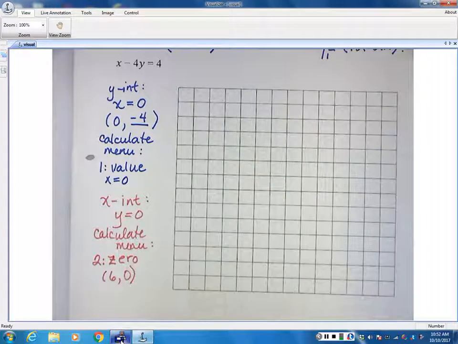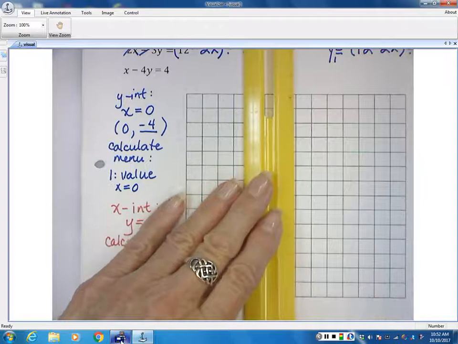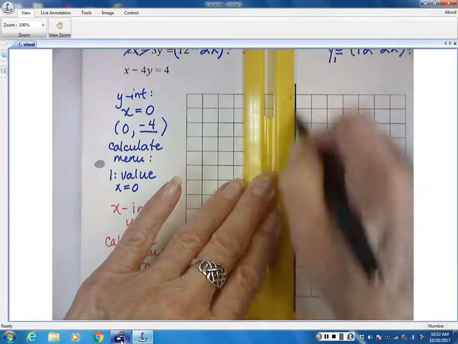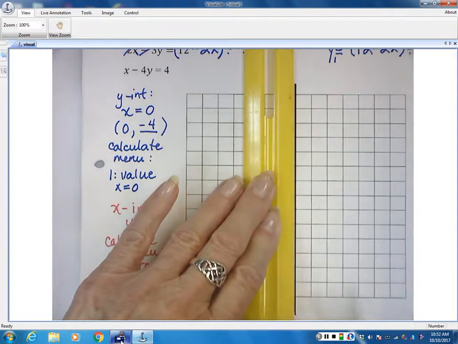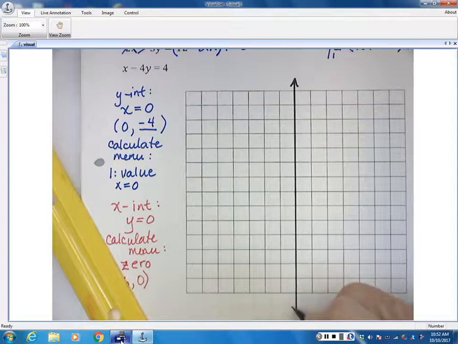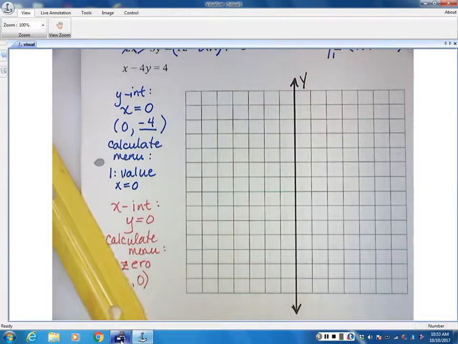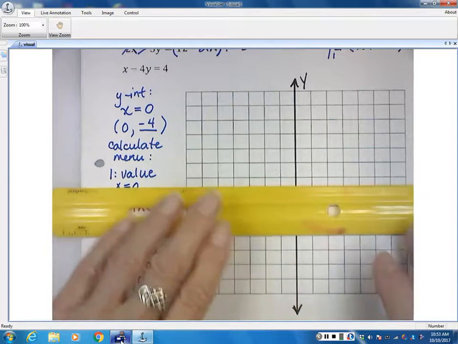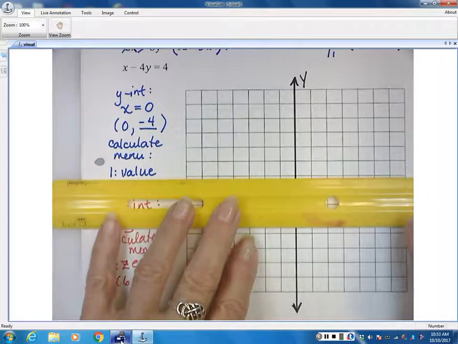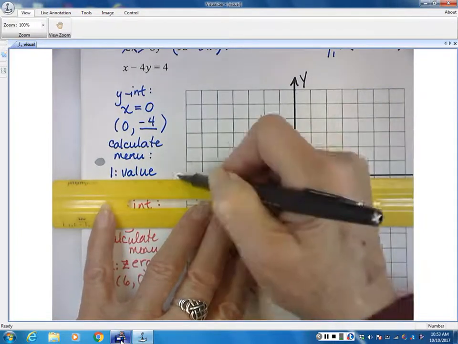So I'm going to get a ruler, and I'm going to try to put this in just about the center of the graph grid. Draw a big heavy line. And this is my y-axis, so I'll label it y. And then I go across and do the same thing to make my x-axis. That's my horizontal axis.